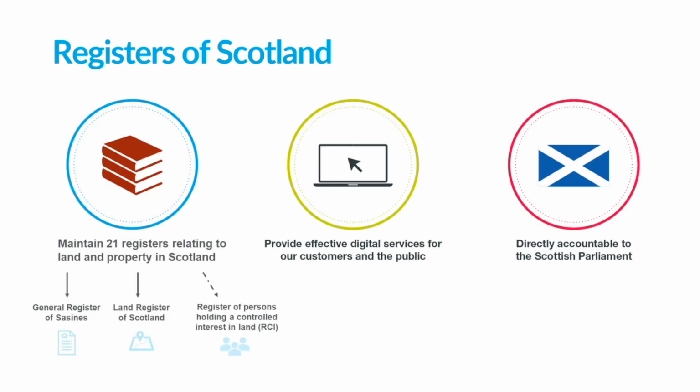At Registers of Scotland, we hold and maintain 21 public registers, including the Land Register, General Register of Saisines, and the Books of Council and Session. We're a non-ministerial office of the Scottish Government, and the Keeper of the Registers of Scotland is directly accountable to the Scottish Parliament.